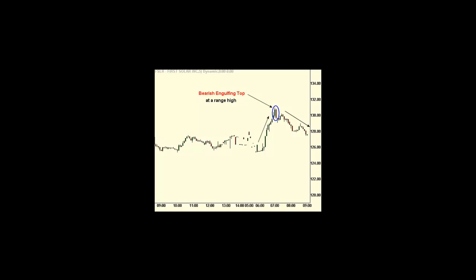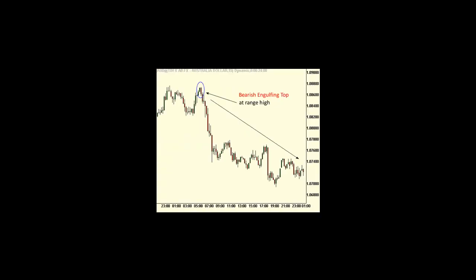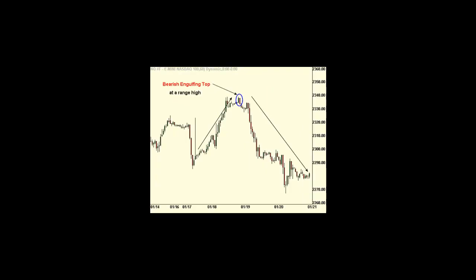Here's a practical example of a bearish engulfment reversal in a forex pair showing itself after topping out at a range high on a 15-minute chart. Here's a final practical example of a bearish engulfment reversal in an index future NQ showing itself at the top of a range on a 60-minute chart.